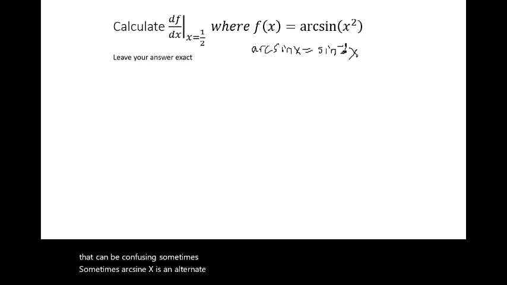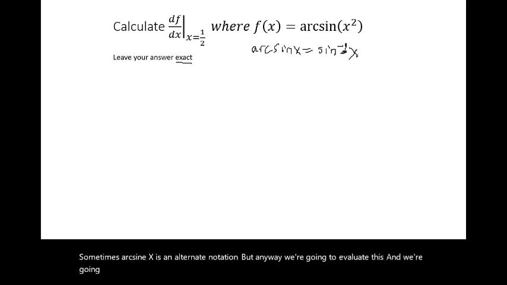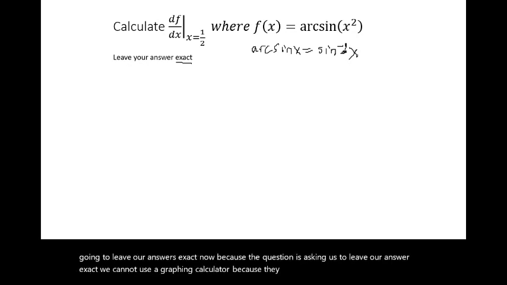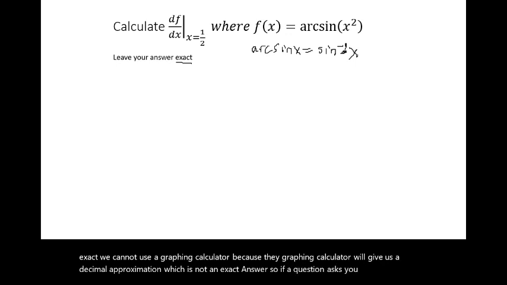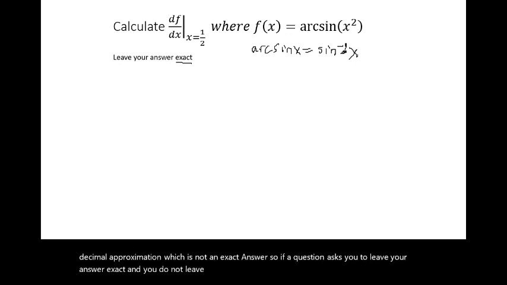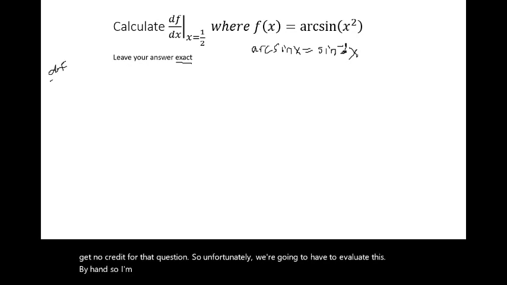But anyway, we're going to evaluate this and we're going to leave our answers exact. Now, because the question is asking us to leave our answer exact, we cannot use a graphing calculator because a graphing calculator will give us a decimal approximation, which is not an exact answer. So if a question asks you to leave your answer exact and you give a decimal approximation, you get no credit for that question. So unfortunately, we're going to have to evaluate this by hand. So I'm going to first find the derivative function, arcsine of x squared.